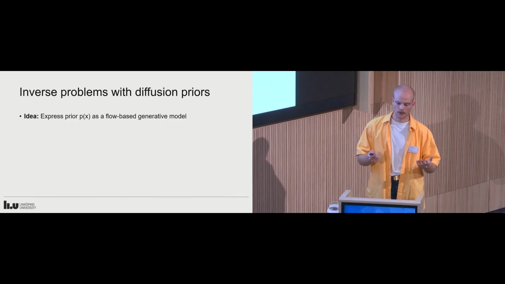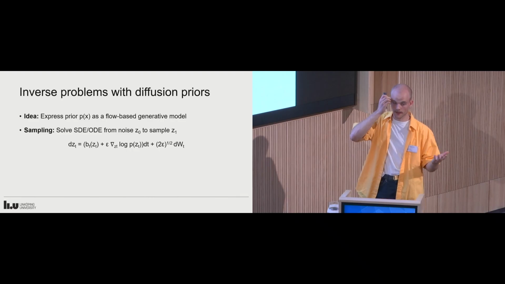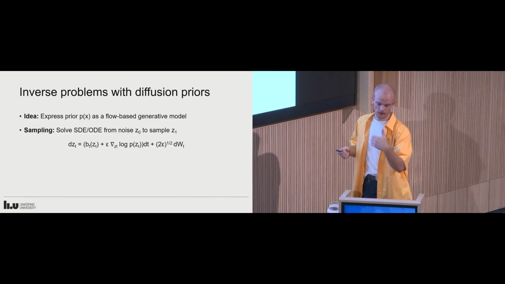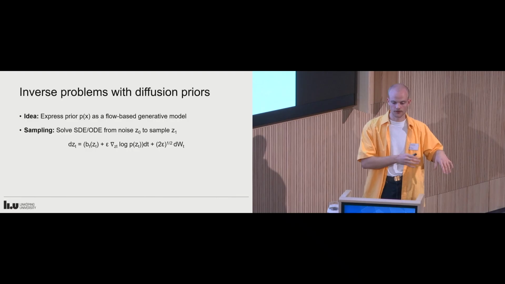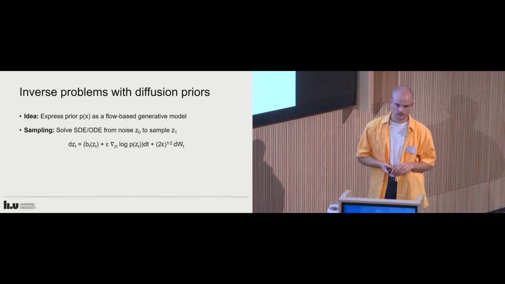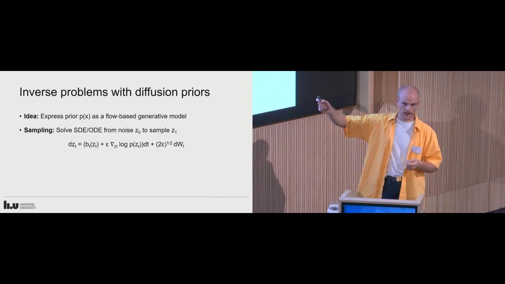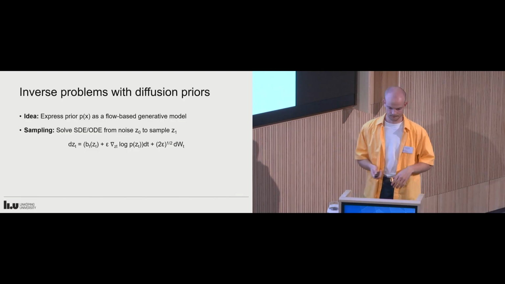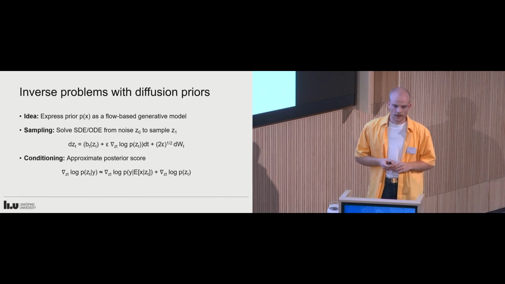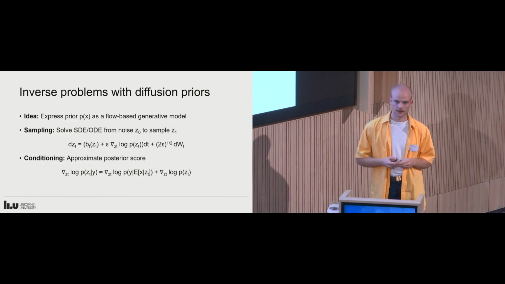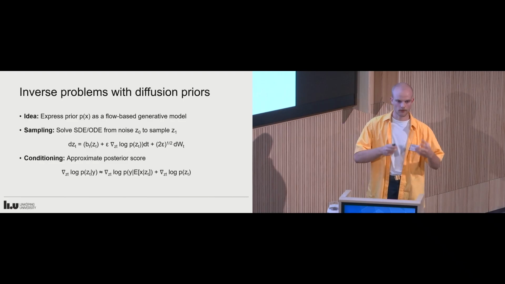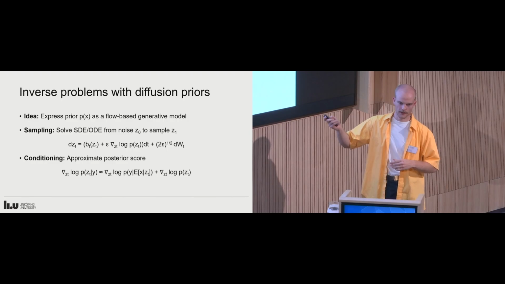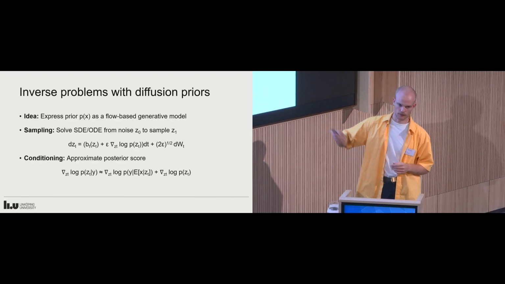And if you have such a model, you can very simply sample from this by solving this SDE or ODE, starting in some random noise and ending in your sample. And I wanted to put this equation up here just to show you that by tuning this epsilon parameter or setting it to 0, you can do it deterministically. So you have the option of doing it less or more noisy. And so, as was also mentioned in previous talks, to sample from the posterior, you approximate the posterior score by this Bayes rule for the score here.